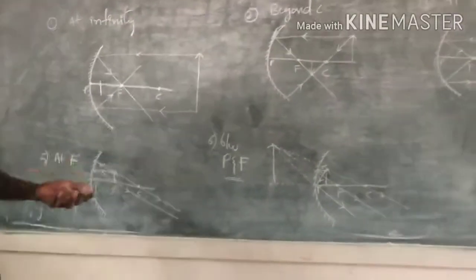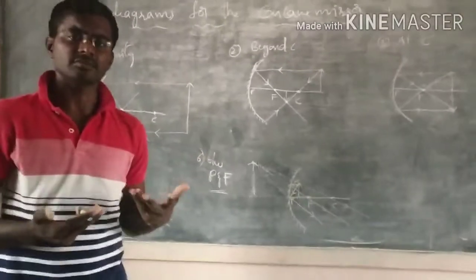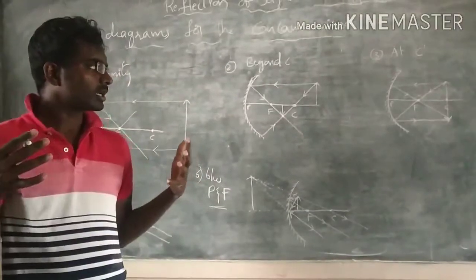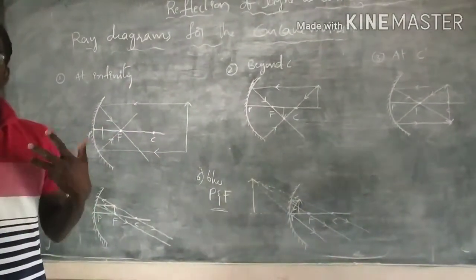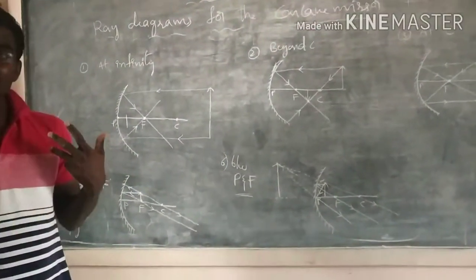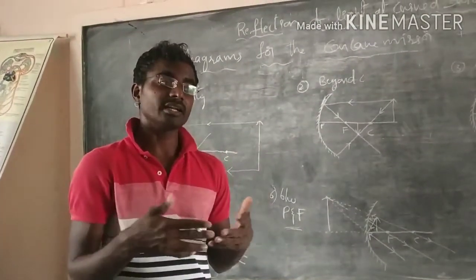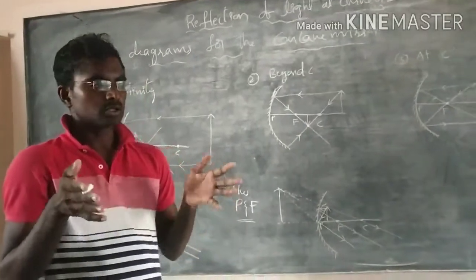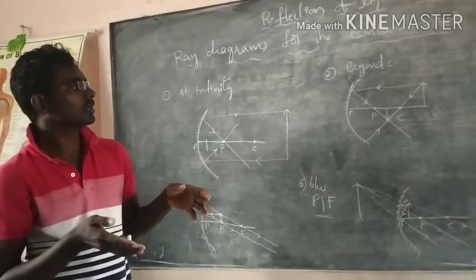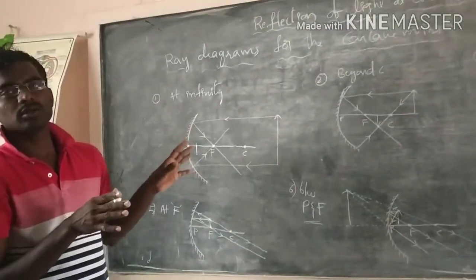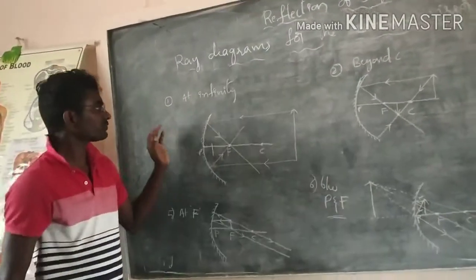By these ray diagrams, we can learn how images are formed and why images are formed, how the reflected light rays are intersecting, and how their path will be. All these things you will learn through these diagrams.